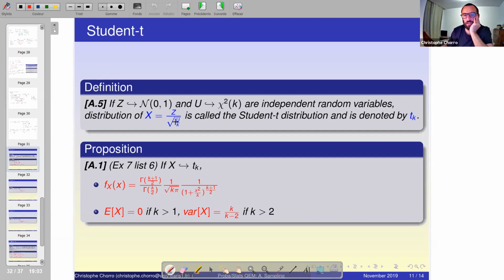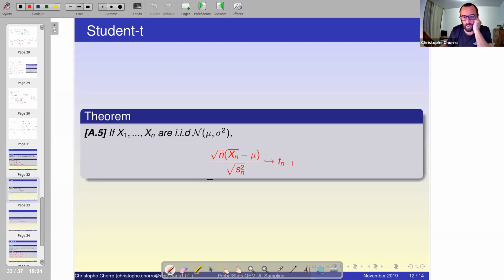So I obtain a Student of parameter k through this transform, where Z is N(0,1), U is a chi-square of parameter k, and they are independent. It was exactly the aim of one of the exercises of your homework to prove that this random variable defined this way has this density function. And from this result, we have the following nice result: this quantity here follows a Student of parameter n minus 1.